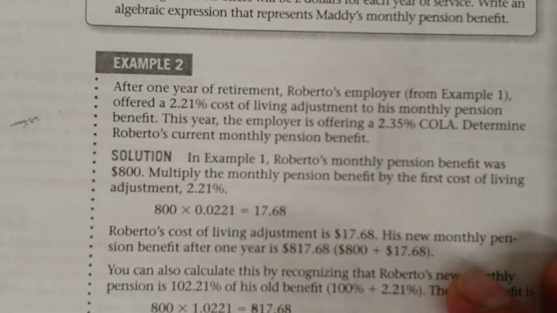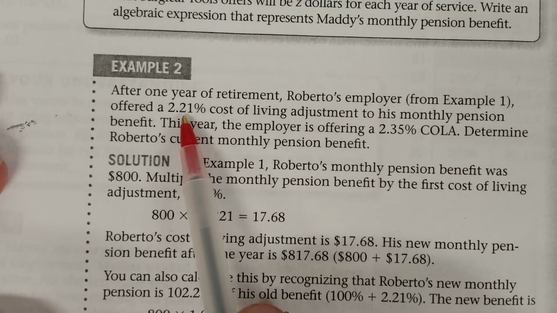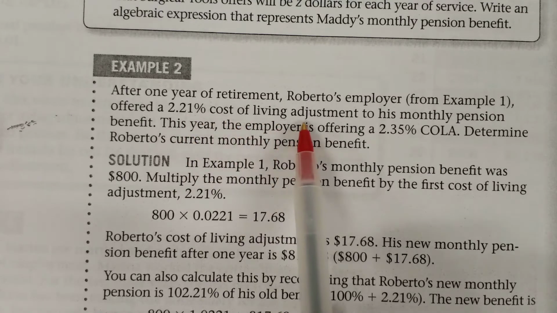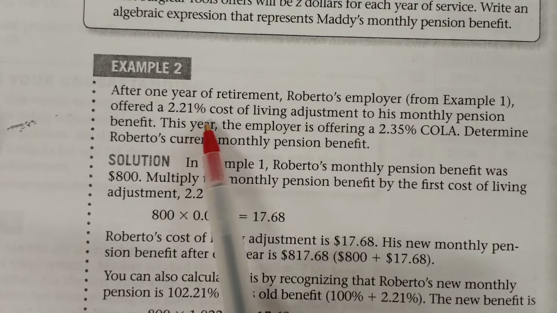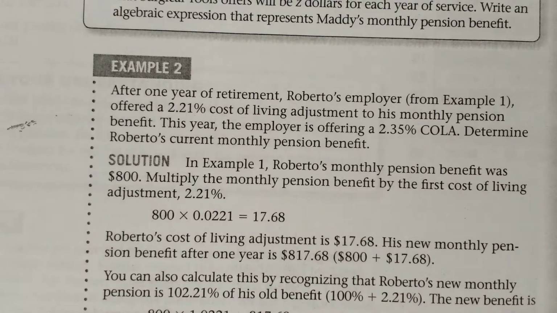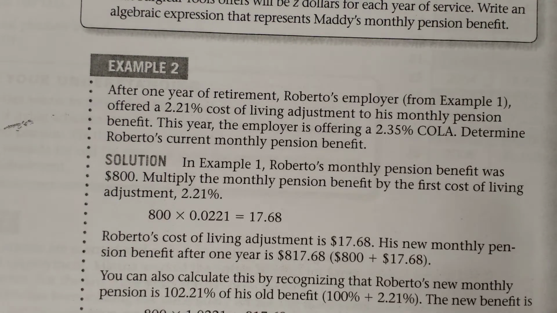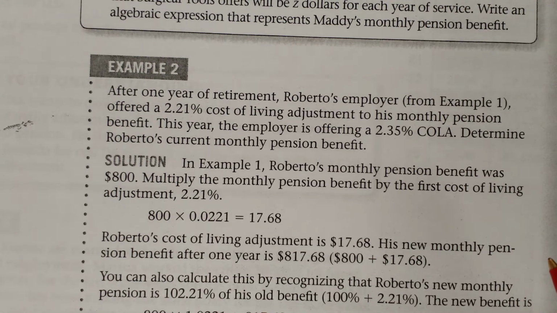After 1 year of retirement, Roberto's employer offers a 2.21% cost of living adjustment to his monthly pension benefit. What a cost of living adjustment is, it's basically a raise for the employee because of inflation. Prices have gone up. Food prices have gone up. Gas prices have gone up. Rent has gone up. Just things in general, the prices have inflated. So what happens is the employer gives the employee a raise based on that cost of living.